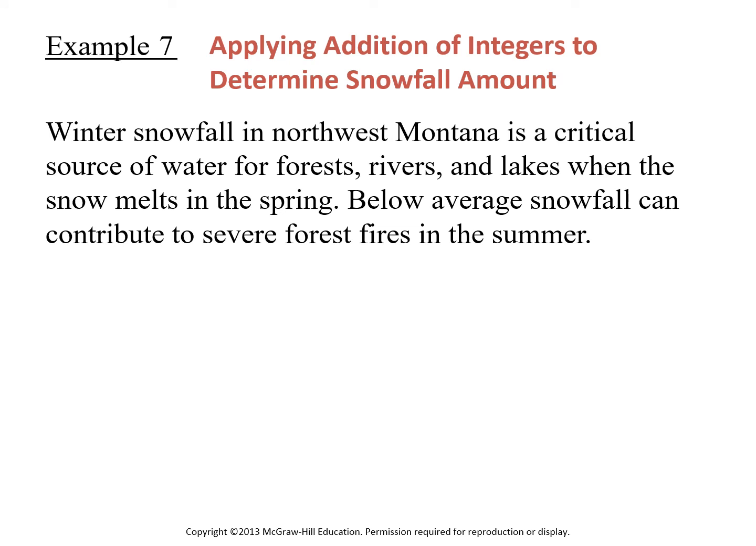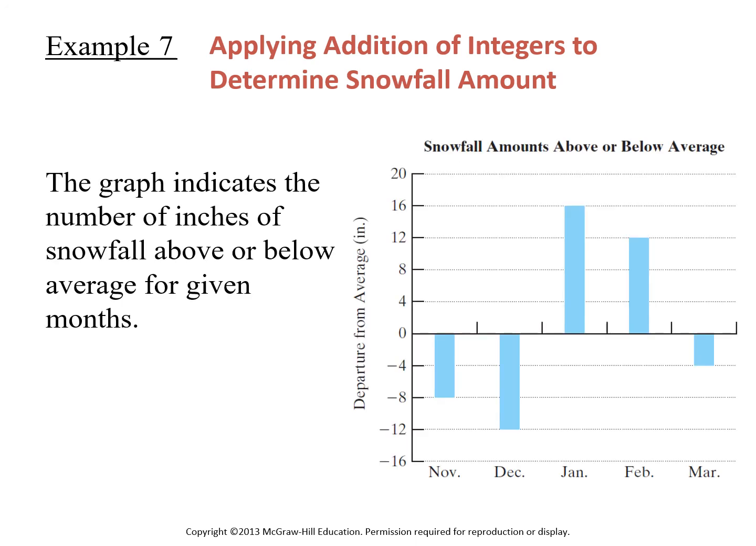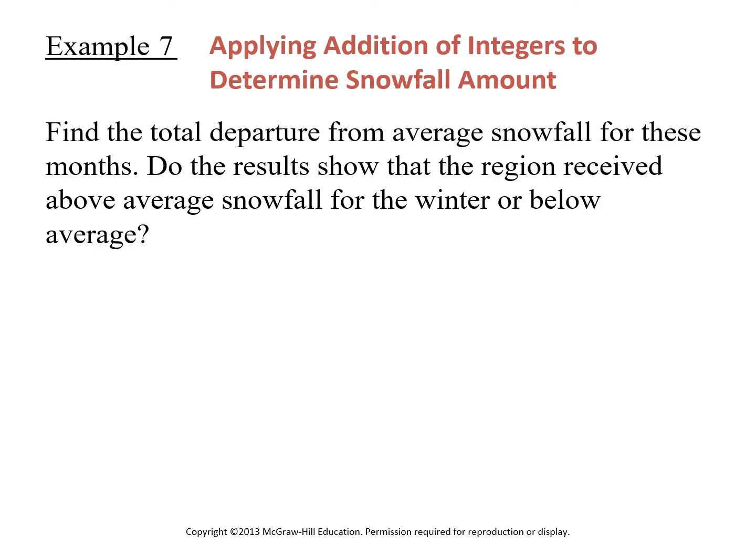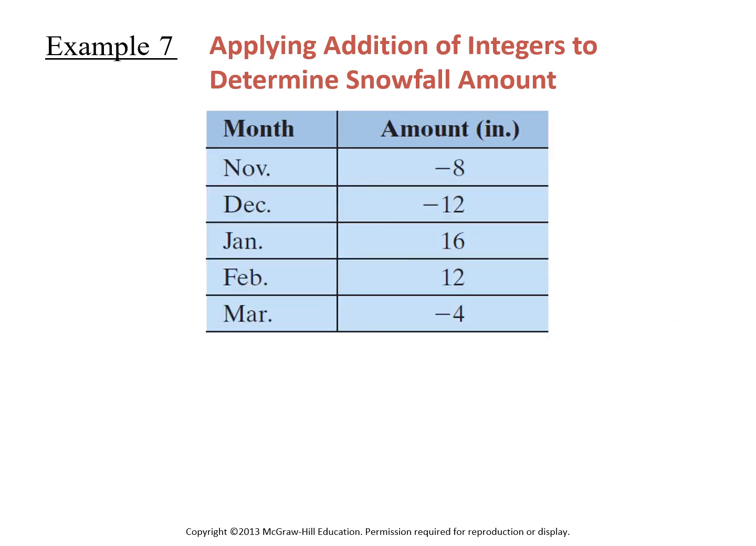Winter snowfall in northwest Montana is a critical source of water for forests, rivers, and lakes when the snow melts in the spring. Below average snowfall can contribute to severe forest fires in the summer. The graph indicates the number of inches of snowfall above or below average for given months. Find the total departure from average snowfall for these months. Do the results show that the region received above average snowfall for the winter or below average?